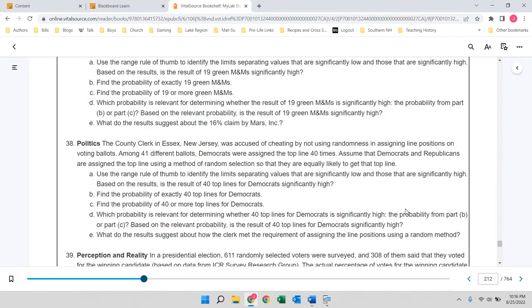I'm going to do a quick example here. I want to go over the range rule of thumb here again. So I'm actually just going to do part A because I want to go over how we do that. So in a problem like this, we've been working with binomial.